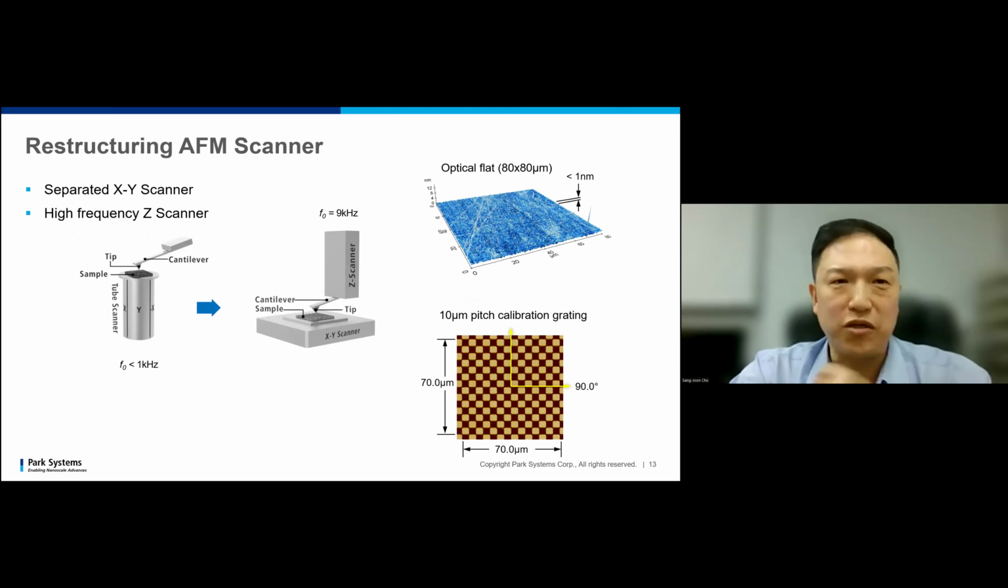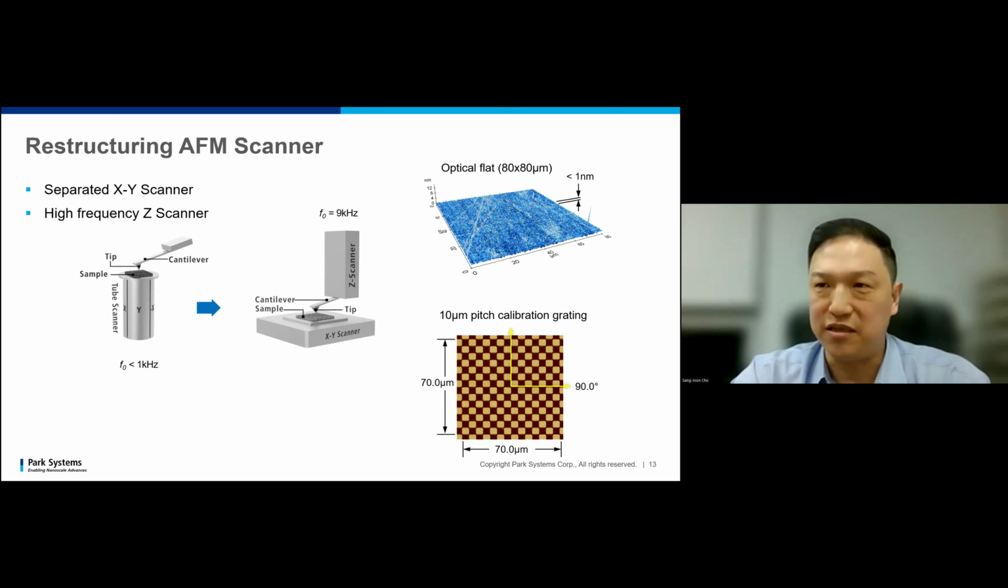AFM was considered a qualitative measurement tool, because when you measure there are so many errors that could be introduced, and then we cannot use this technology in industry. The most important things in industrial applications are accuracy, repeatability and reproducibility.